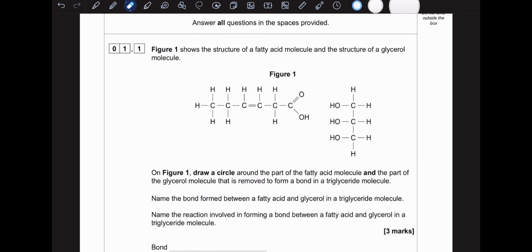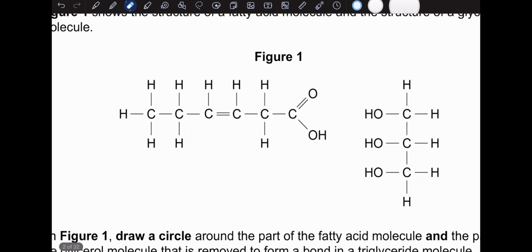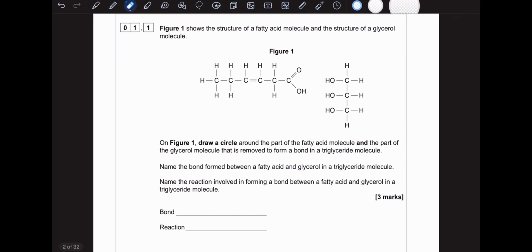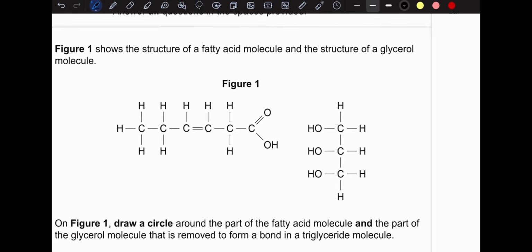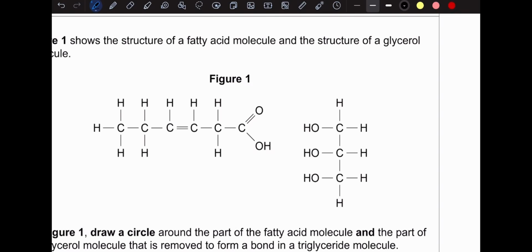So, question 1. Figure 1 shows the structure of a fatty acid molecule and the structure of a glycerol molecule. So we have our fatty acid and we have our glycerol, okay? And then it wants us to draw a circle around the part of the fatty acid molecule and part of glycerol that is removed to form a bond in the triglyceride molecule. And it wants us to name the type of bond that is formed and name the reaction. Okay, easy question. So, off the bat, they want you to circle bonds. They're not going to make it that counterintuitive for you. The regions that form the bonds are going to be close to each other geographically on the paper, right? So it's something from here, something from here. You can already narrow that down.